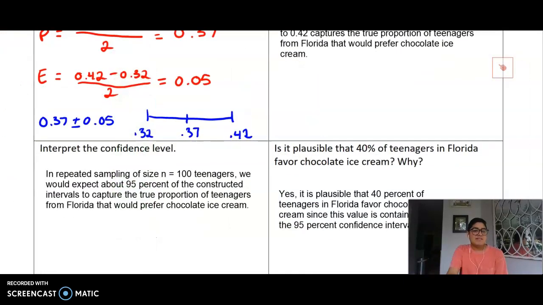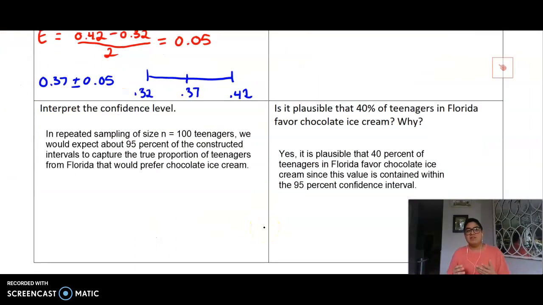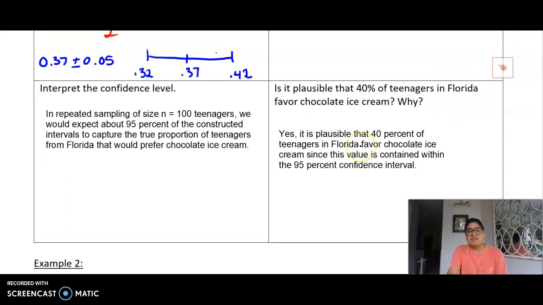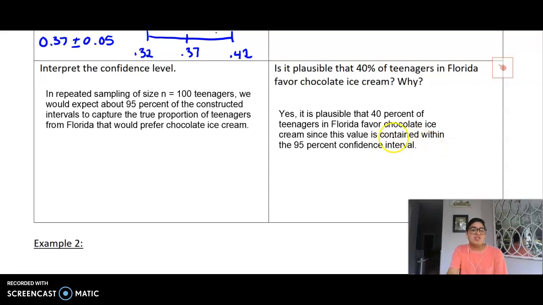All right, now, last thing here. When you have a confidence interval, one big thing is asking to justify or to verify a claim. So is it plausible that 40% of teenagers in Florida favor chocolate ice cream? Why? Well, 40 would happen somewhere like right there, and 40% is most definitely in our confidence interval, and we think the truth is somewhere in there. So yes, it is plausible that 40% of teenagers in Florida would favor chocolate ice cream, since that value is within the confidence interval.